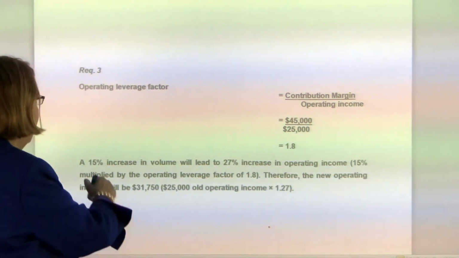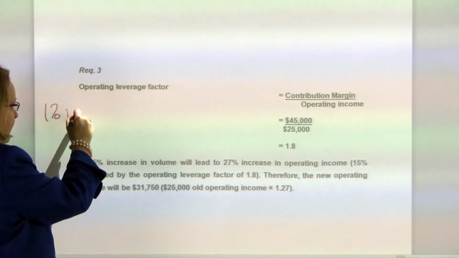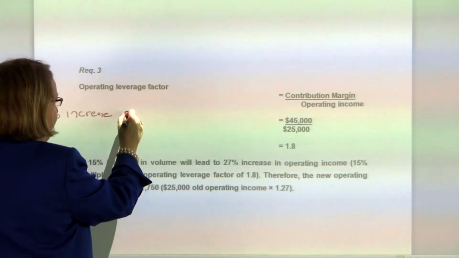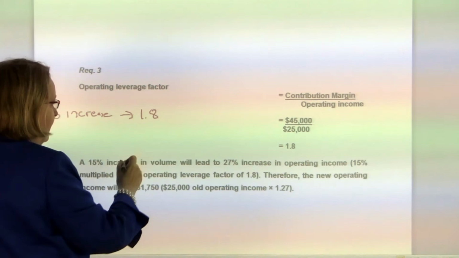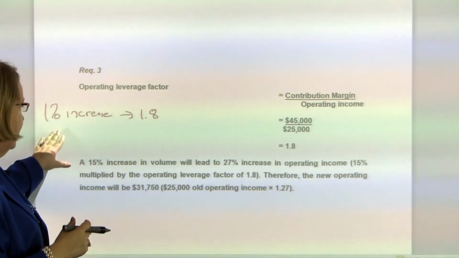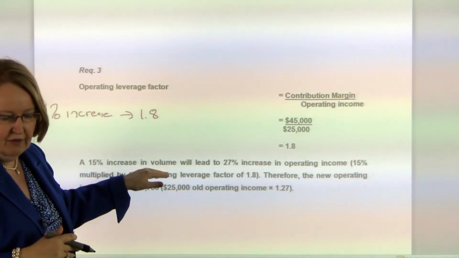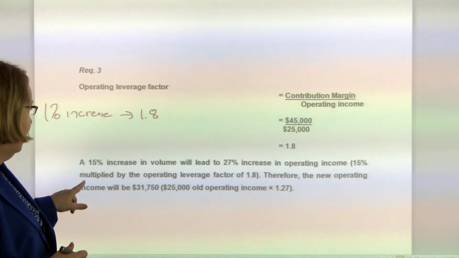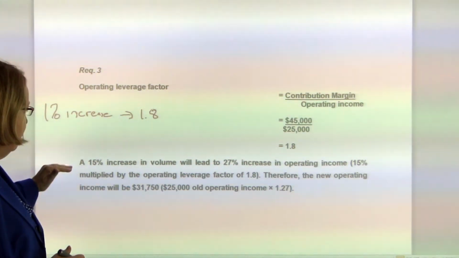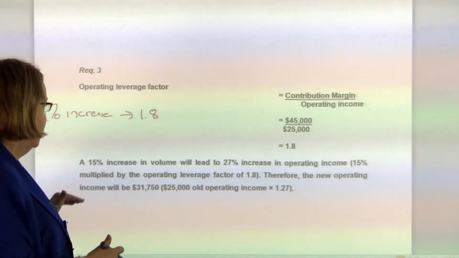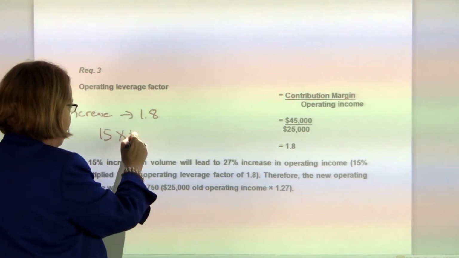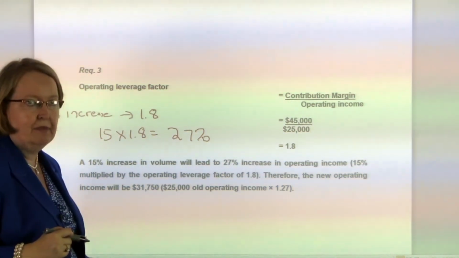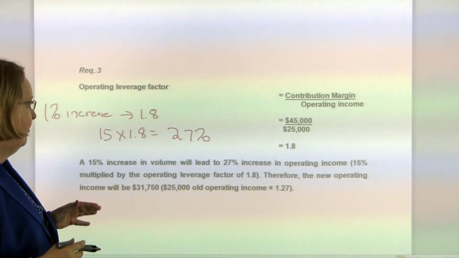So what this means is that for every 1% increase in your volume, you will have 1.8 times that in operating income, based on the operating leverage. So if the company had a 15% increase in volume, you have 15% times 1.8, which is going to lead to a 27% increase in operating income. So that's what the operating leverage factor means.